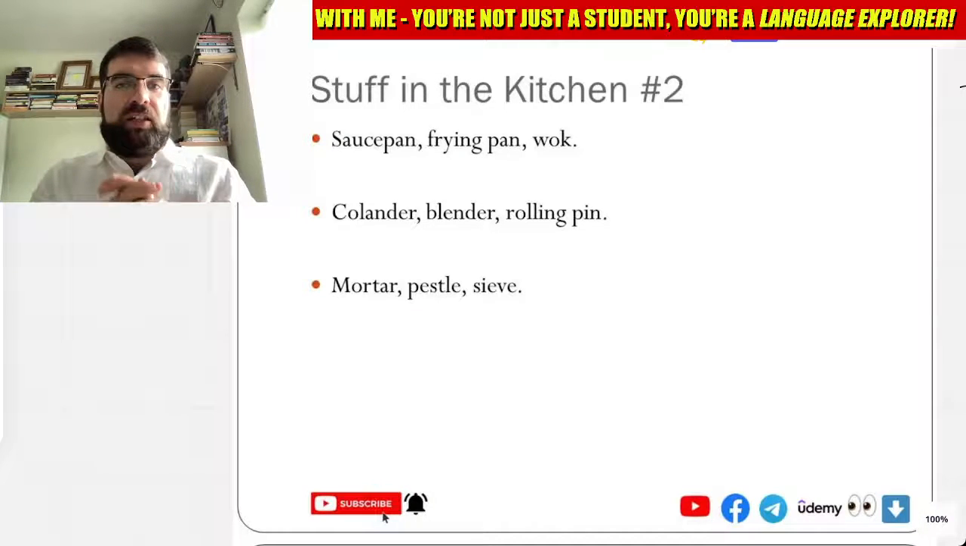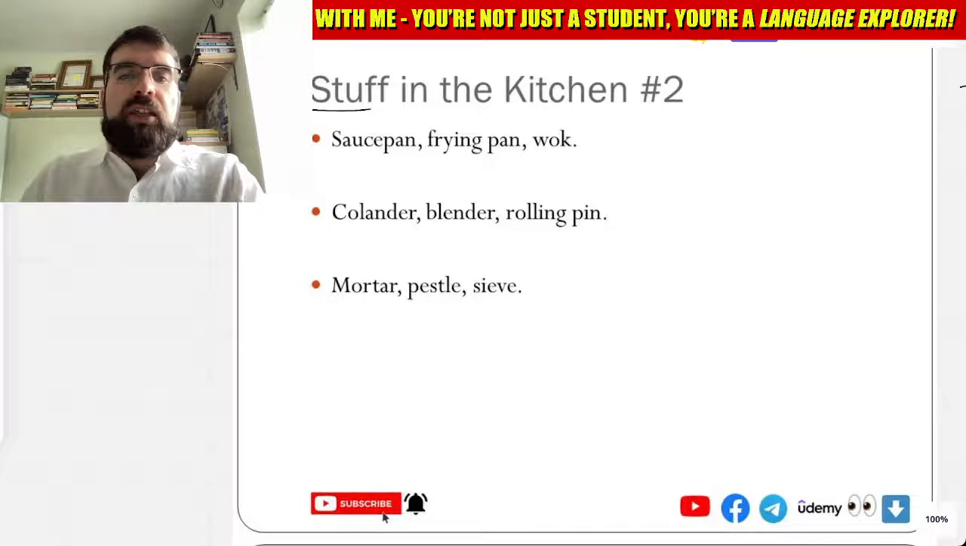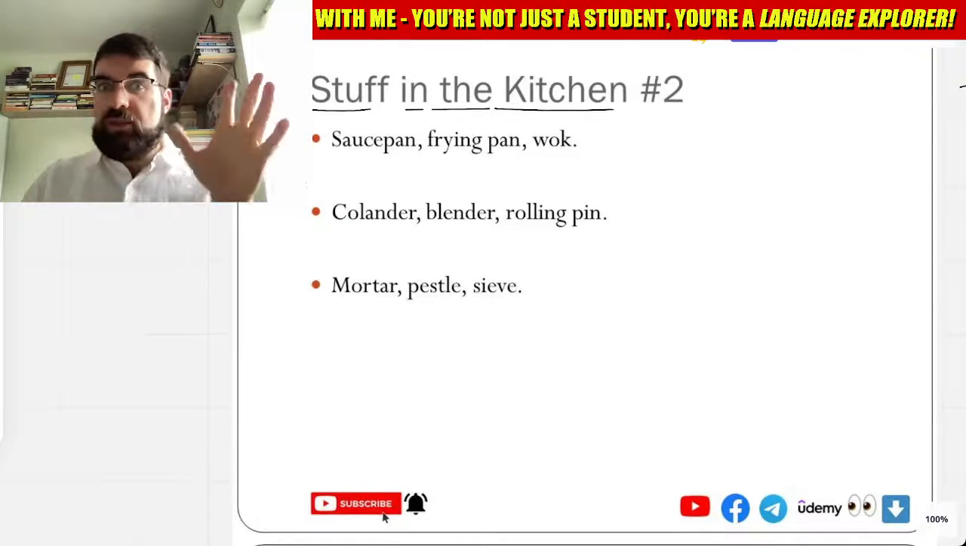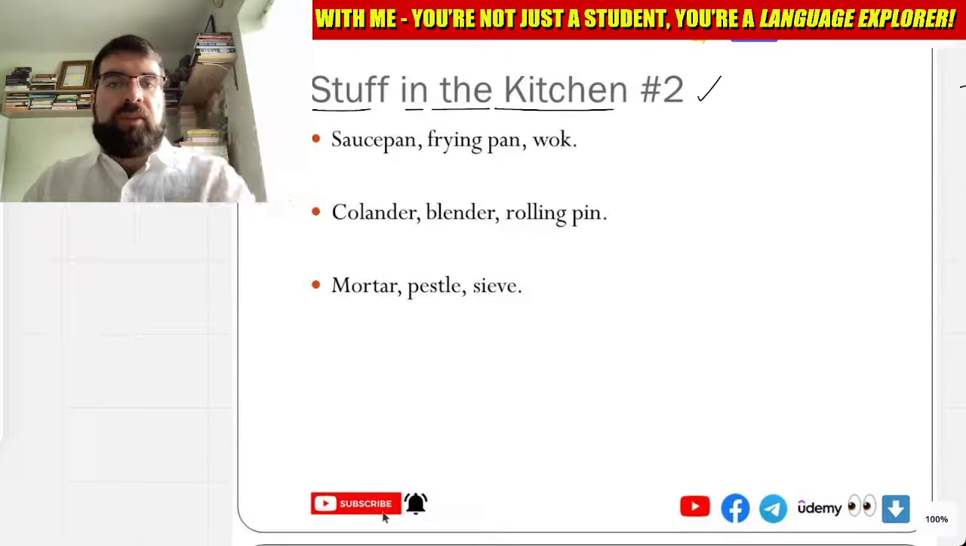Entonces, vamos a ver las cosas en la cocina dos. Stuff in the kitchen. Cosas en la cocina dos.